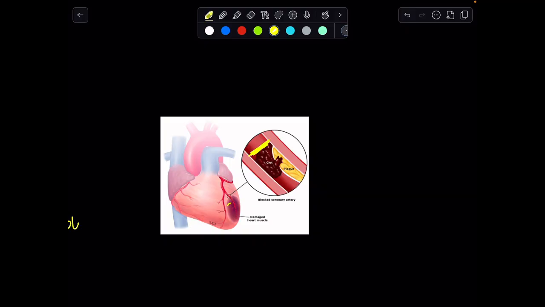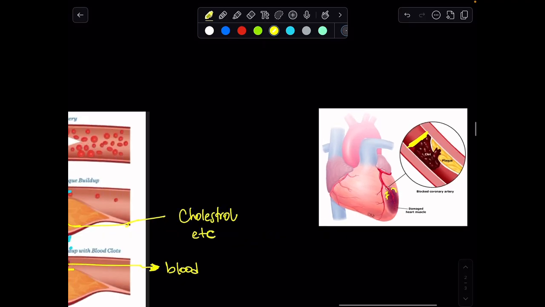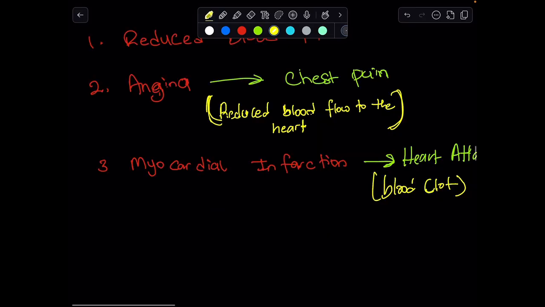Guys, you also have to understand coronary artery disease. Remember, I told you that the arteries are in the heart, and these feed the heart. So, if the heart is not being fed, what's gonna happen? It's gonna die. Reduced blood flow. That's why you have chest pain, as I said, and that's why you'd have a heart attack.